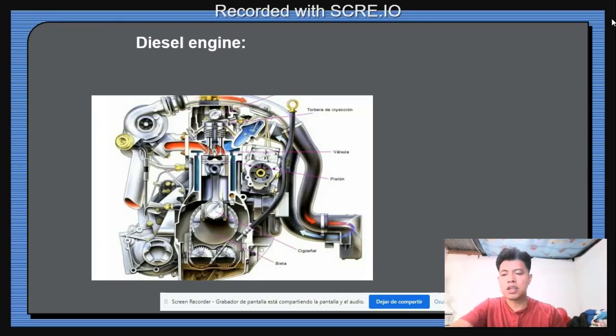The second type is the compression ignition engine, the diesel, which also uses a combustion process to drive a piston, but there is no spark. The fuel is injected and comes into contact with air heated by compression to a temperature high enough for the fuel to burn by itself. Compression ignition engines use only diesel instead of gasoline.